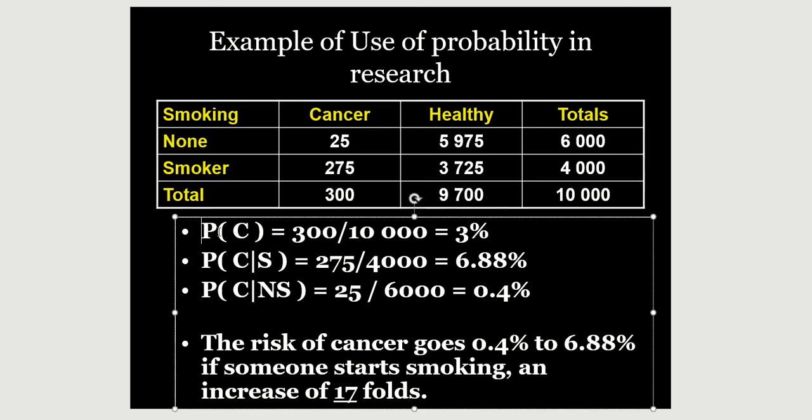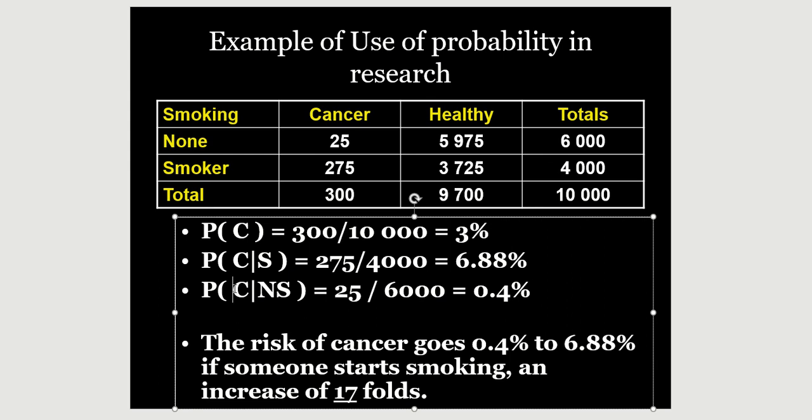So if you want to calculate the probability of cancer without any condition, that's everybody who's got cancer, meaning 300, divided by everybody, which is 10,000, and this is 3%. If you want to calculate the probability of cancer given smoker, or the probability of cancer among smokers, then you have to limit yourself to your condition, which are the 4,000 smokers, and then you take the cancerous among the smokers, which is the 275, divided by the 4,000, you get a percentage which is 6.88.